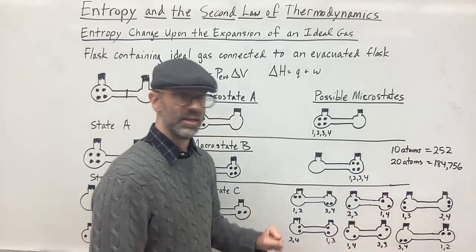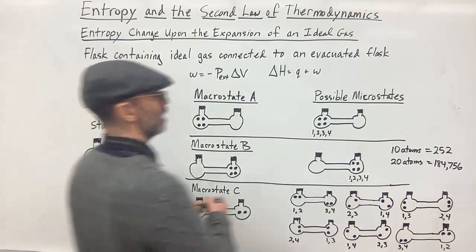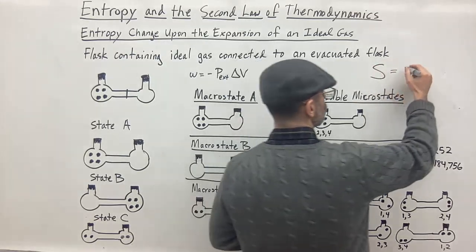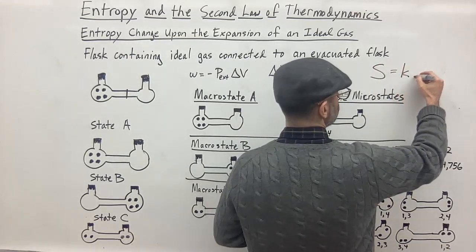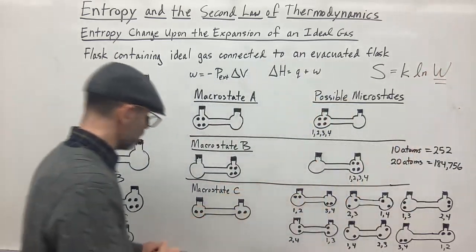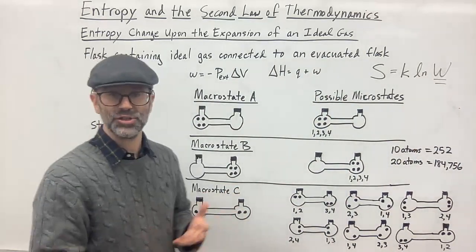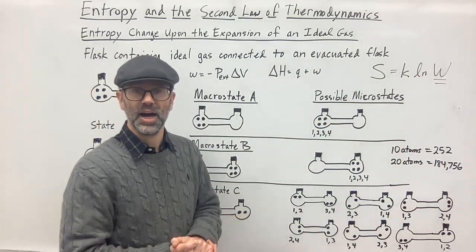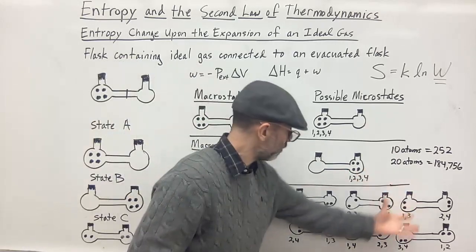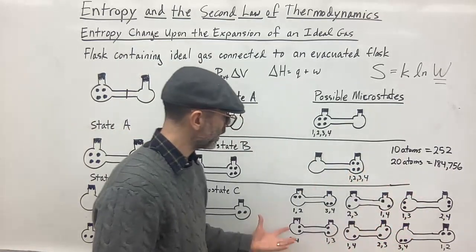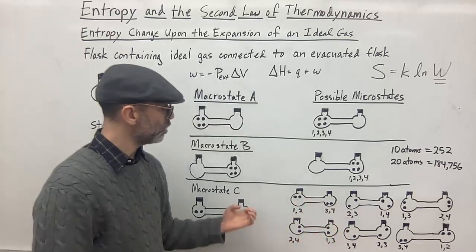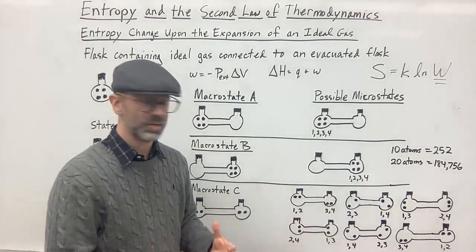So remember the formula that we were just talking about a moment ago, right? S is equal to Boltzmann's constant multiplied by the natural log of W, where W is the number of energetically equivalent arrangements of particles. And so here we have a greater number of arrangements of particles that are energetically equivalent, and that leads to more entropy, an increase in the entropy of the universe.